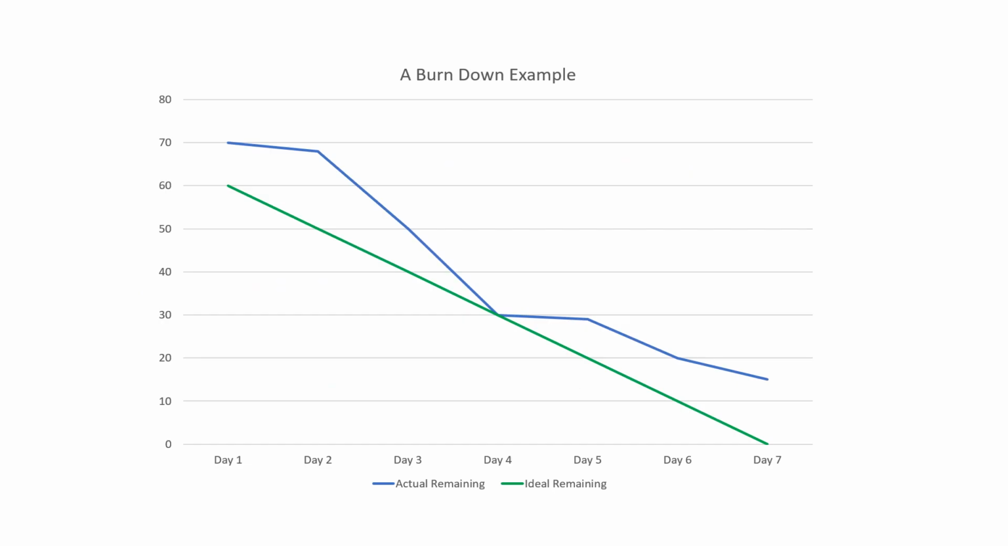Let's understand more through this example. So, suppose we are in a sprint of 7 days. The horizontal line is showing each of the day and the vertical line here is showing the effort in hours. So on the day 1, the remaining amount of work left for the team was 70 hours.